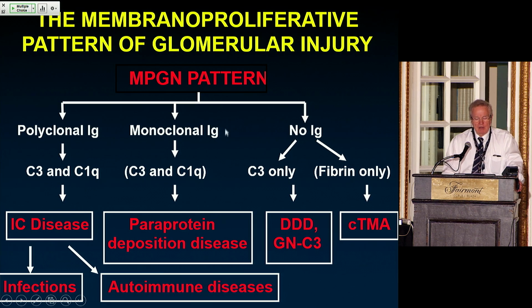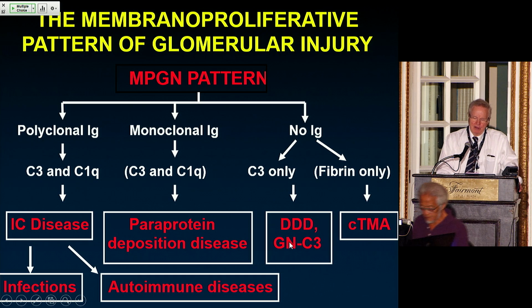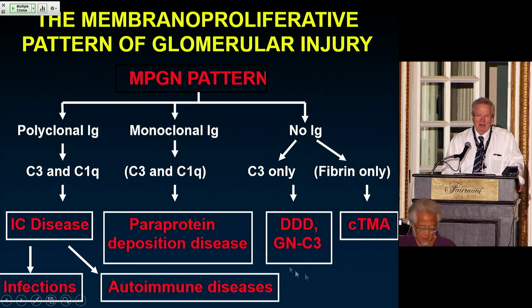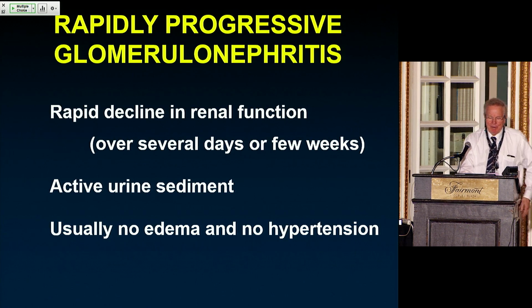If there is no immunoglobulin by immunofluorescence and only C3, it's usually dense deposit disease or glomerulonephritis C3. Sometimes post-infectious glomerulonephritis can also present with C3 only, so the differential here also includes a late phase of a post-streptococcal glomerulonephritis. And finally, if there is no immunoglobulin by immunofluorescence and only a little bit of fibrin here and there, consider the possibility of a chronic thrombotic angiopathy.